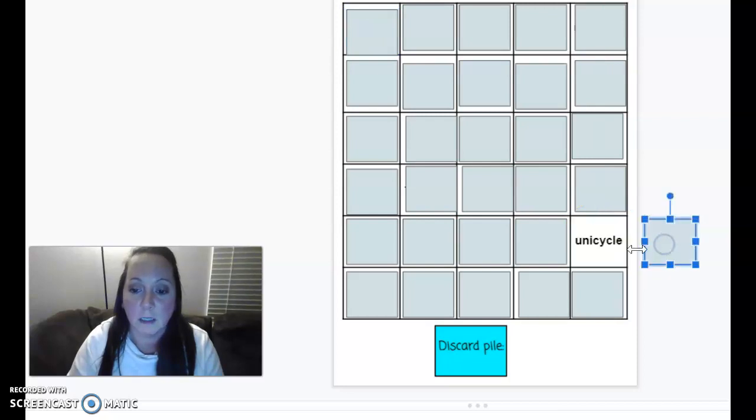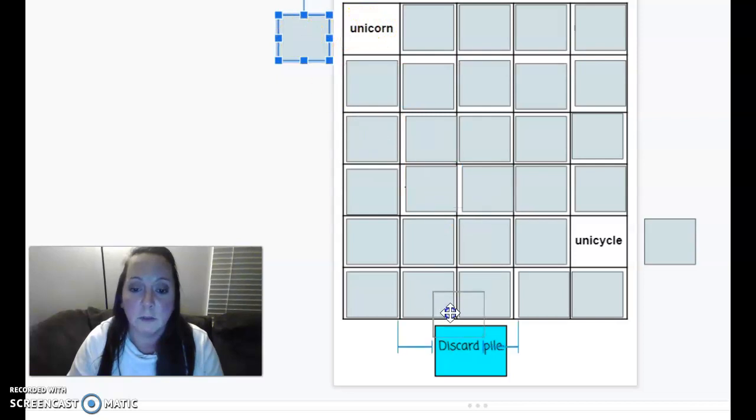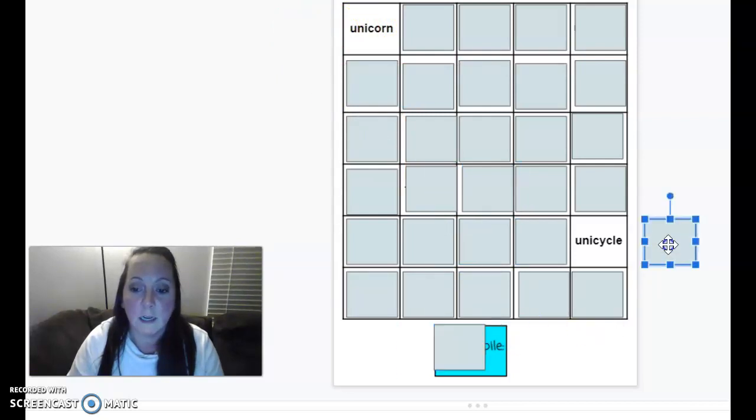Let's use this box. Unicycle, uni, is my prefix, and I just uncovered this card to know that it is unicorn. So those 2 match. I'm going to move my cards down to my discard pile and go again.